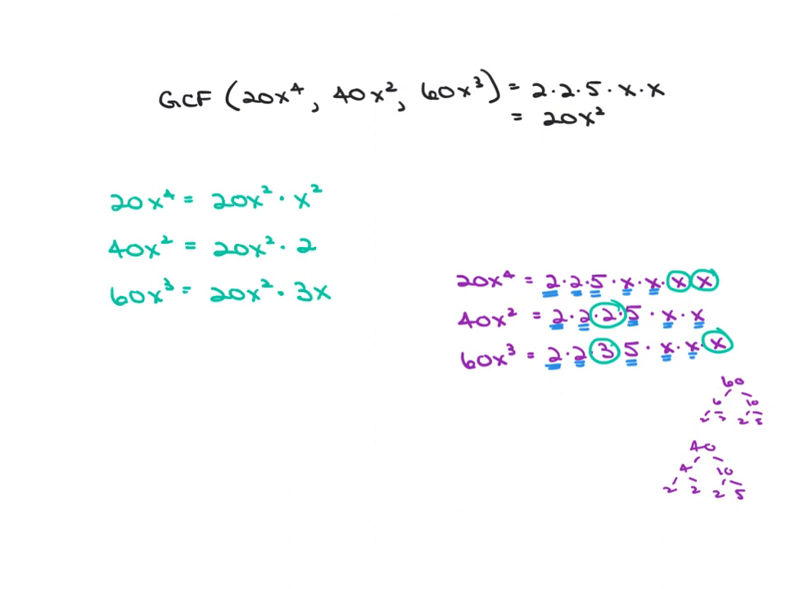You can always double check yourself by multiplying them together. 20 times 3 is 60. x squared times x is x cubed. So you can always double check by going in the other way.